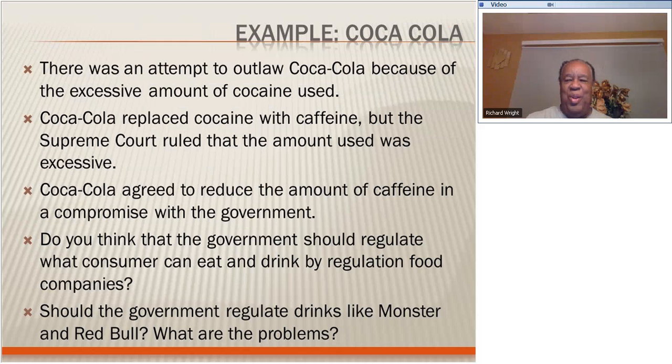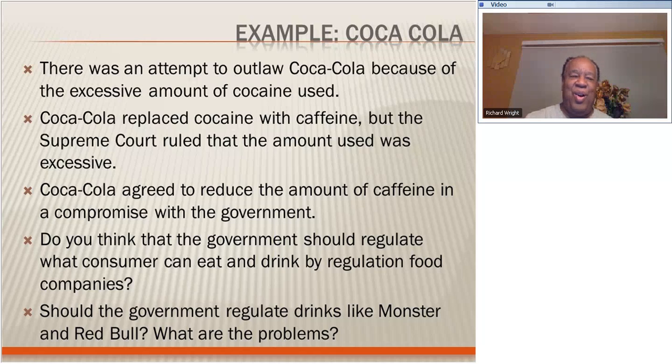Now let's talk about Coca-Cola. Some of you guys are not old enough to know about this, but this is an accurate and true thing. It says Coca-Cola was outlawed, or there was an attempt to outlaw Coca-Cola because it actually contained cocaine. The nickname for cocaine is Coke, and Coca-Cola was actually labeled Coke because it did contain amounts of cocaine, and at one point it was an excessive amount. So you think about that.